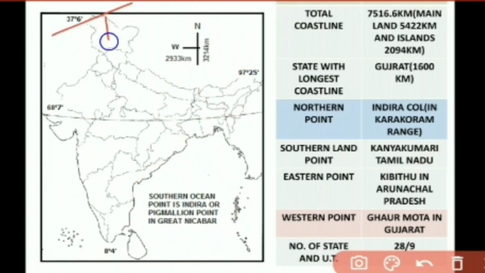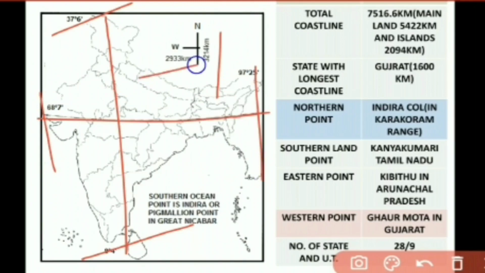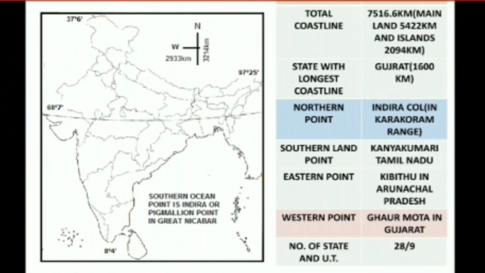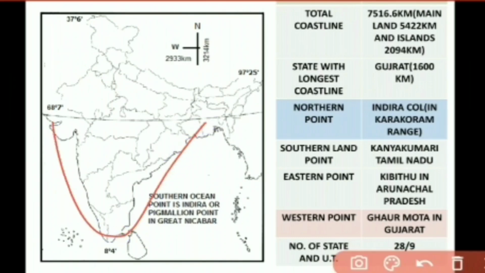From the extreme north to extreme south, we have 3214 kilometer extension, and from the western part to eastern part, we have 2933 kilometer extension. We have the longest coastline state, that is Gujarat. The length is 1600 kilometer. Now, what is the amount of total coastline? What is the meaning of coastline? Coastline simply means the land area which is situated near the ocean surface, that is the coastal regions. The total length is 7516 kilometer.